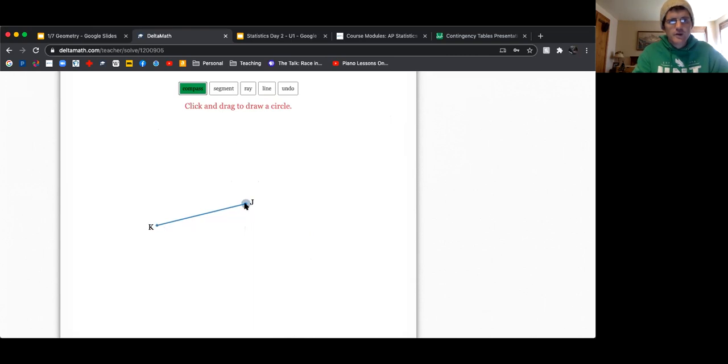So you'll notice when I hover over these points that I can select them. So as I do this, I started at K, and I'm just moving along this line, and notice that this dashed line circle gets bigger and bigger.